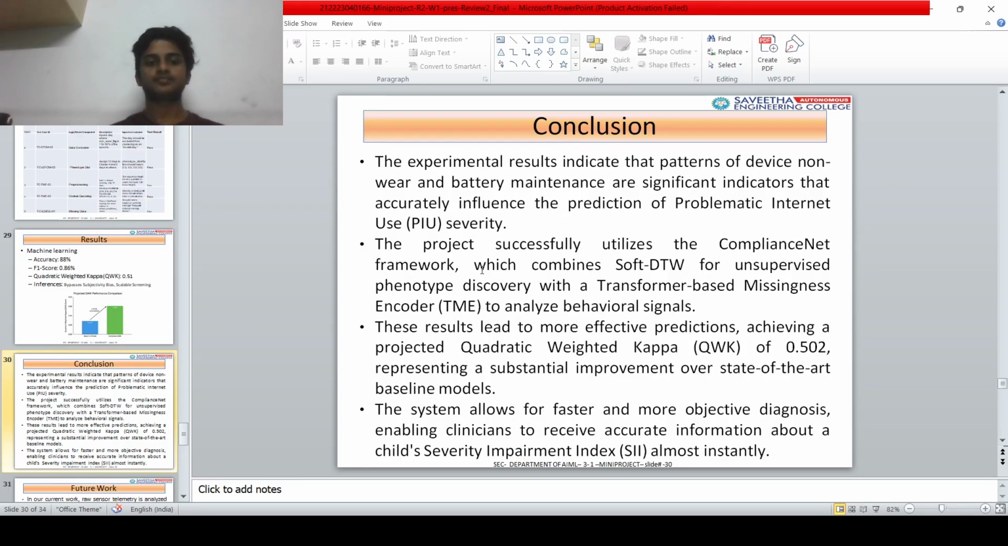Device non-wear behavior is a strong problematic internet use indicator. ComplianceNet effectively uses the missing data. The hybrid model improves the prediction accuracy. The system provides objective diagnosis. It supports scalable mental health screening.